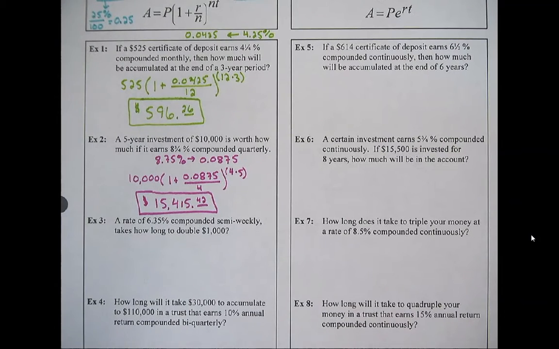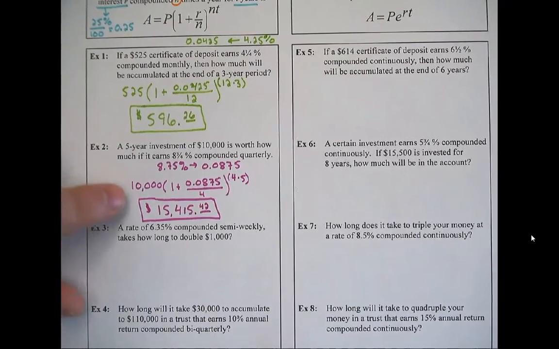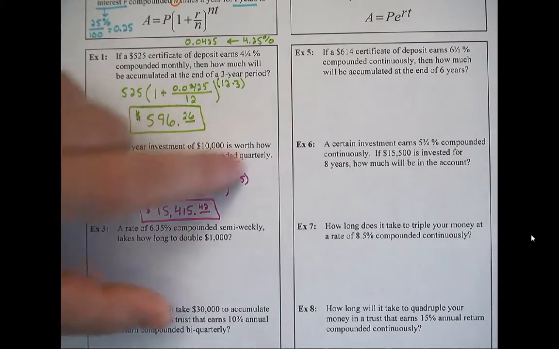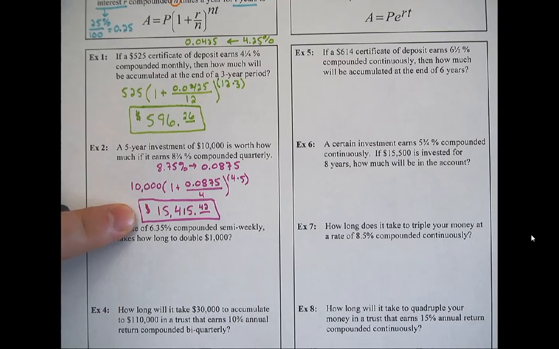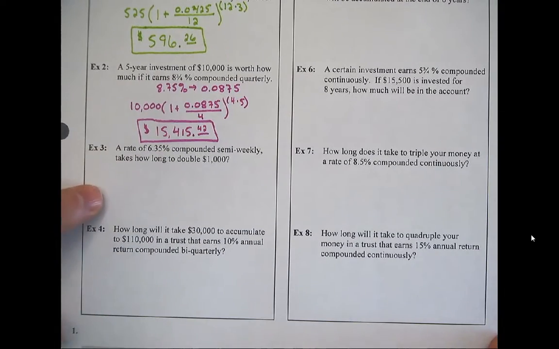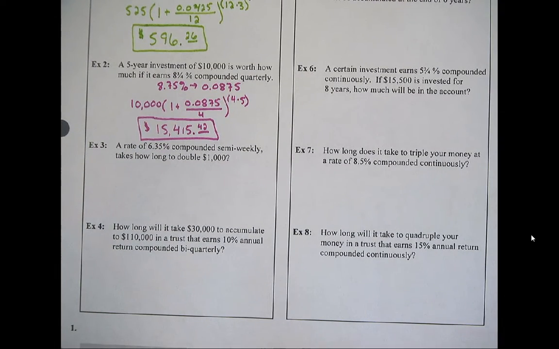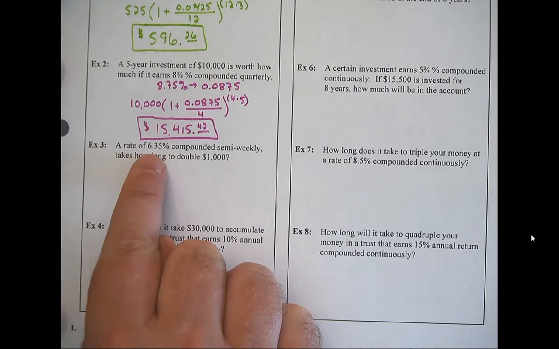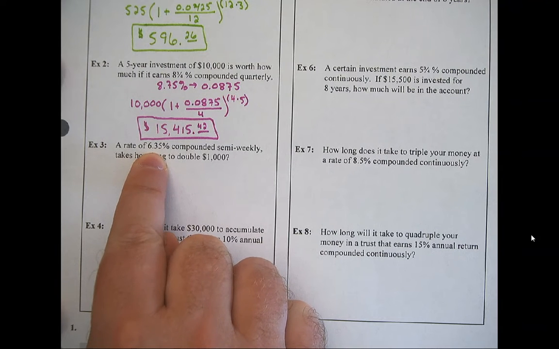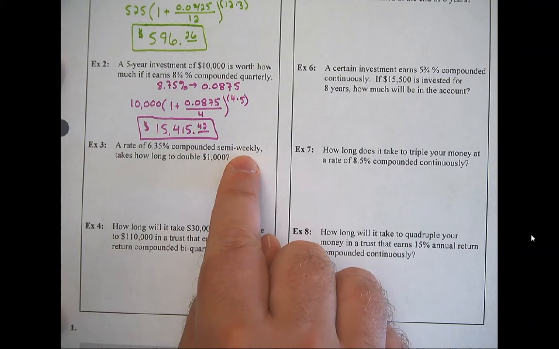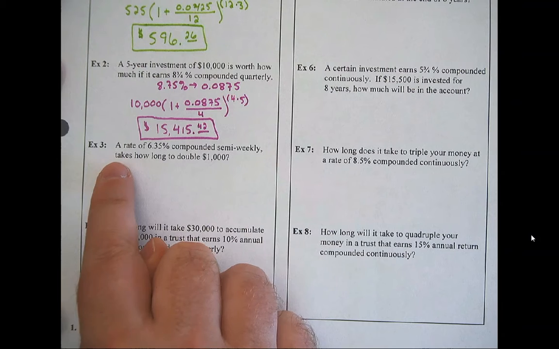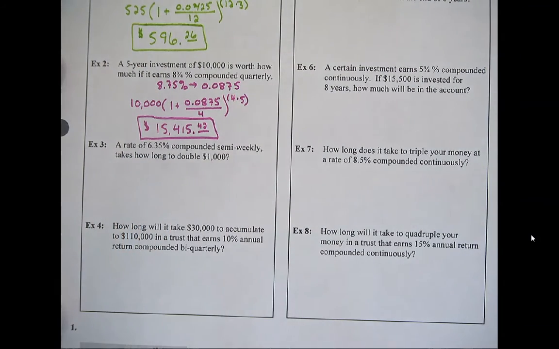So like anything in mathematics, I think it's important to understand you should always be able to do the mathematics in 2 directions. In this case, I gave you everything and you needed to find the final amount. When we move down to example 3 and example 4, I'm asking you how long it takes to get to a final amount. So at a rate of 6.35% compounded semi-weekly, we'll talk about that in a minute, how long does it take to double $1,000?